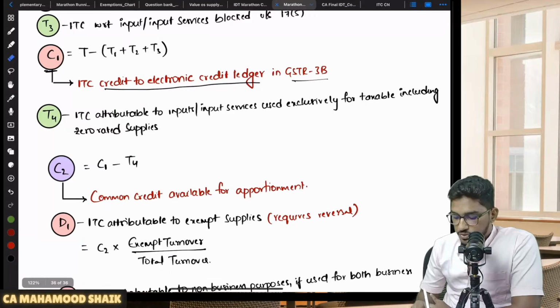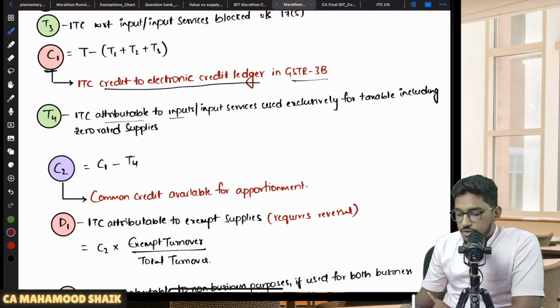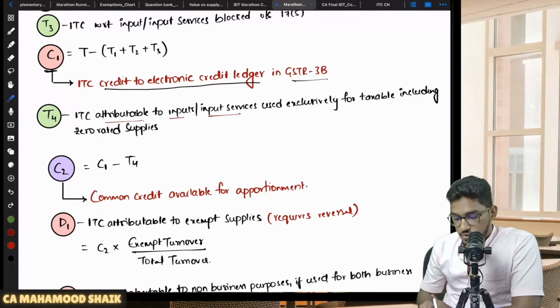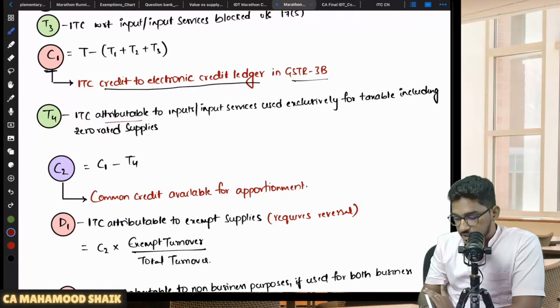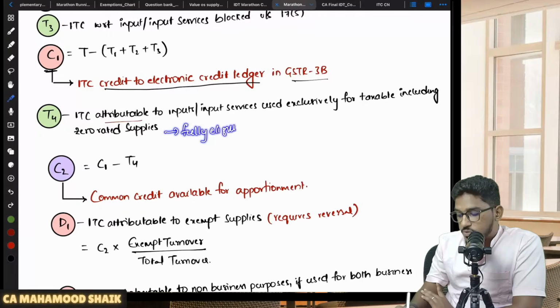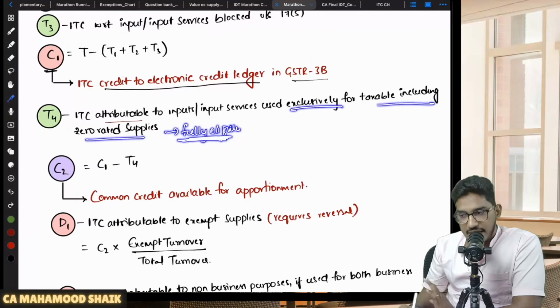So that's why from that we will take out T4. What is T4? ITC attributable to inputs or input services used exclusively for taxable, including zero rated supplies. So from this C1, you have to identify that ITC which is attributable only for taxable supplies, because that we should not apportion. This ITC T4 we are fully eligible, because we are using it exclusively for taxable, including zero rated supply.